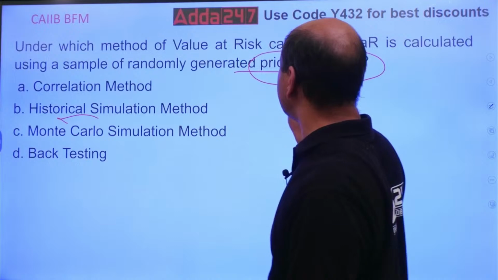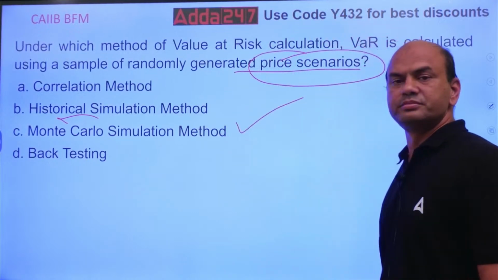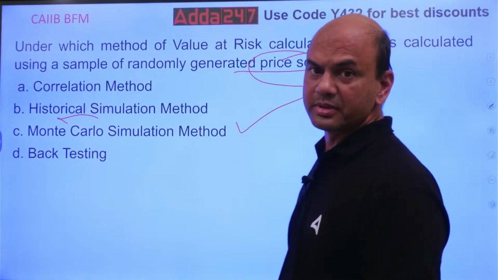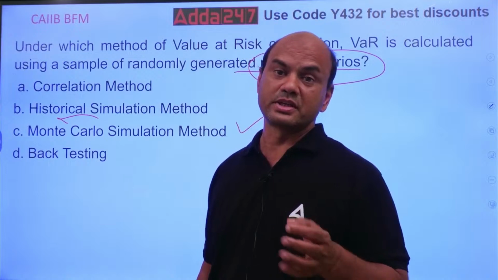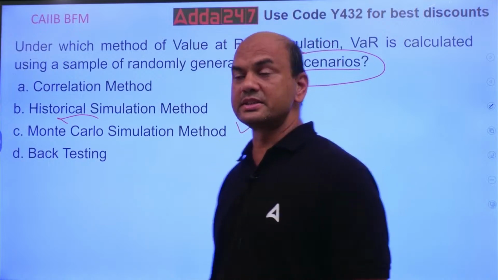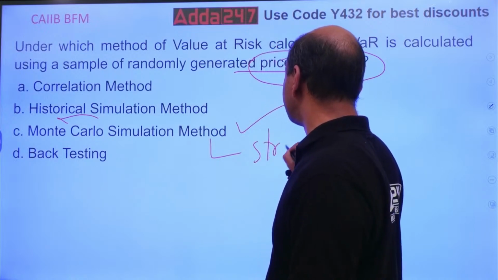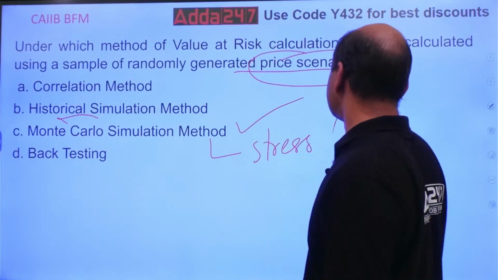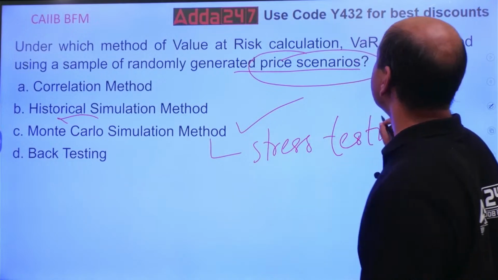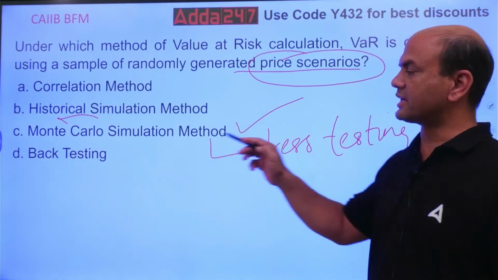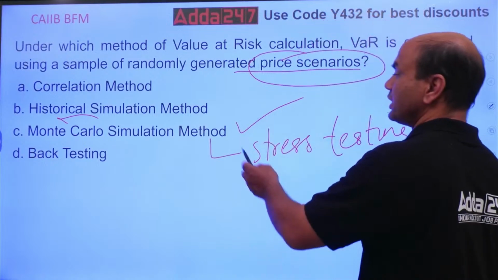But there is no randomly generated scenario. Randomly generated is over here, Monte Carlo. Monte Carlo simulation is the best method for futuristic calculations. Basically, this is used in stress testing. There are two methods for calculating VaR. One is stress testing, second is backtesting. So here we are calculating Monte Carlo simulation.